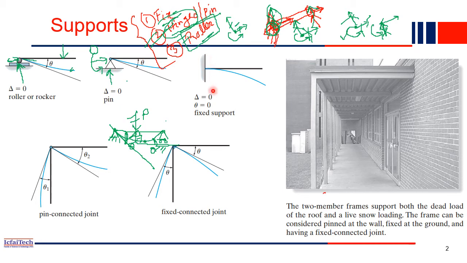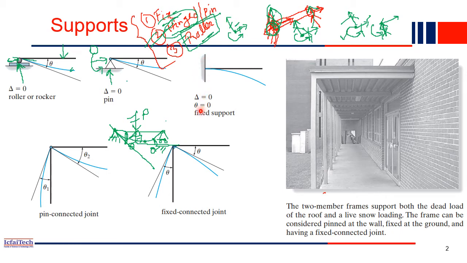Now this is the third category, that is, if your joint is a fixed joint, right? That is shown here as fixed. The fixed category means this point won't move in any direction, right? This point cannot move horizontally, this point cannot move vertically, and this point cannot rotate also. Means you have a fixed end moment.